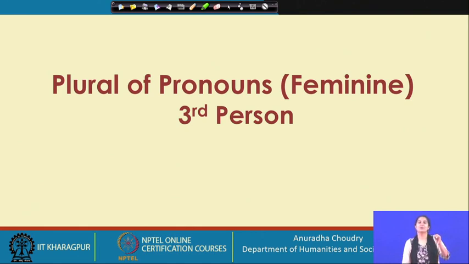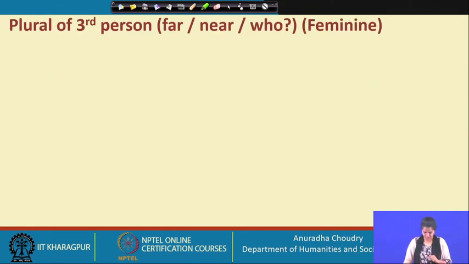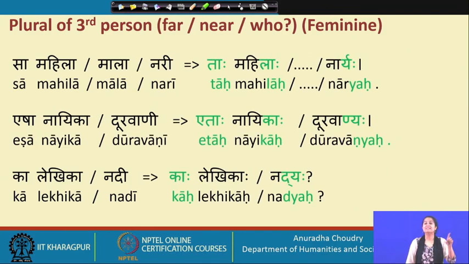Yeah, okay. So, like we had seen, the saha became te. Here, the sa will become taha. Similarly, the esha will become etaha. And the ka, guess, kaha. Very good. Let's look at them. So, we have sa mahila, taha mahilaha. Sa mala, do it. Very good. Sa nari, taha naryaha.